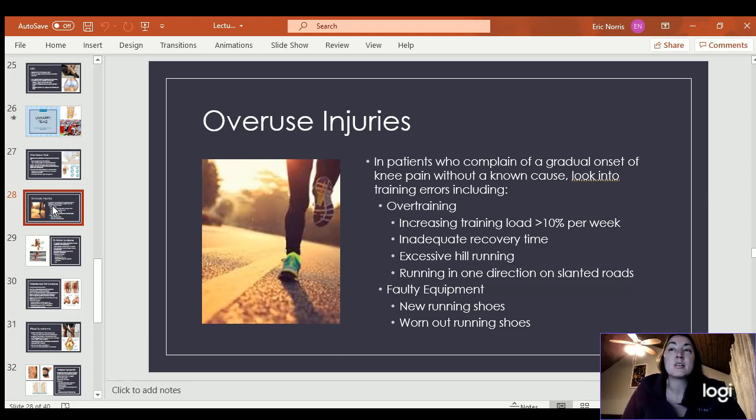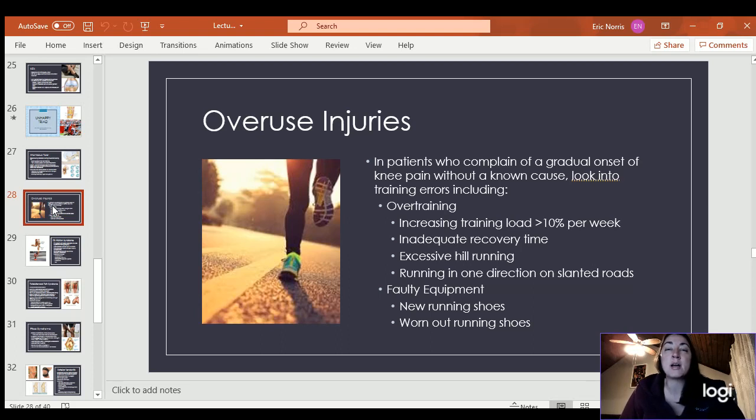Another training error is excessive hill running. Going up and down the hills is a lot of strain on the knee itself and can cause an overuse injury. And then running in one direction constantly. If they're running the same path and it's slanted towards a certain direction, then that can cause an injury as well. So recommend switching the direction.